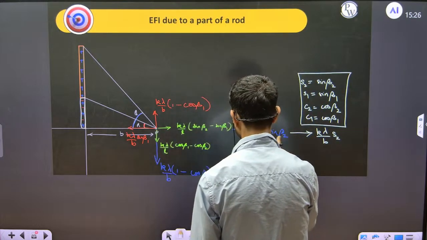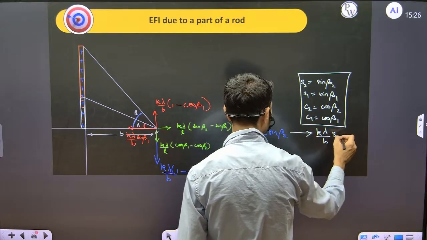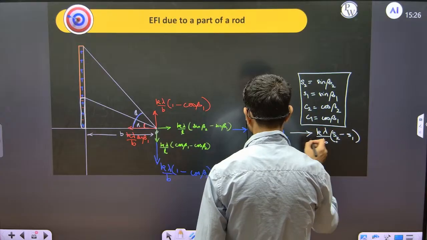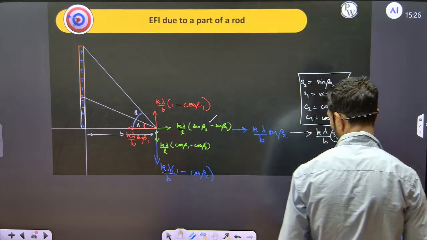So in this direction, it will be how much? K lambda by b into s2, and in the negative direction, so it will be minus s2. And that is exactly what the formula we have here, s2 minus s2.